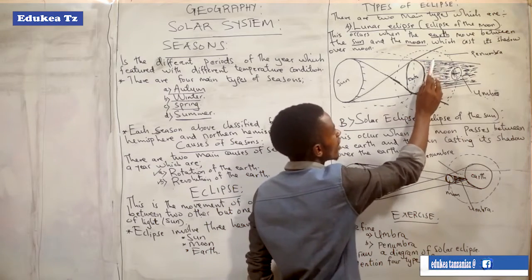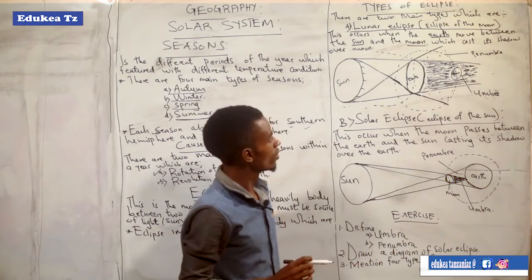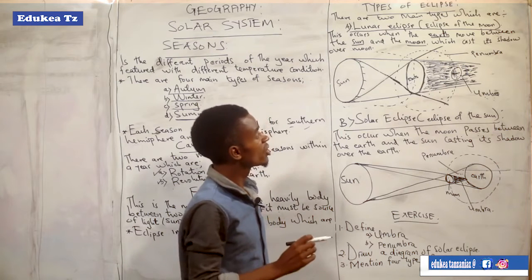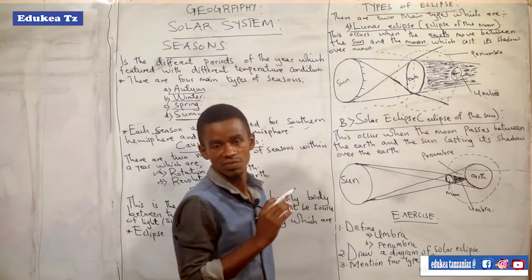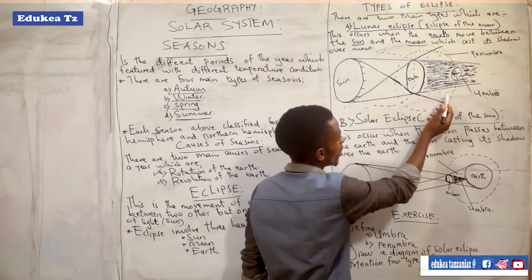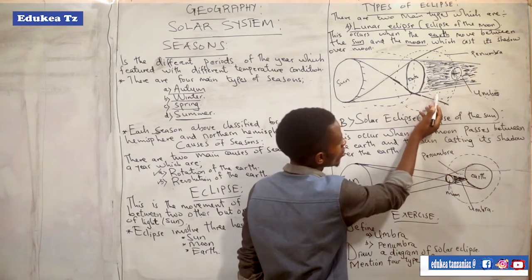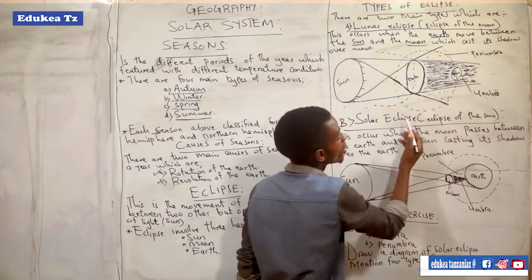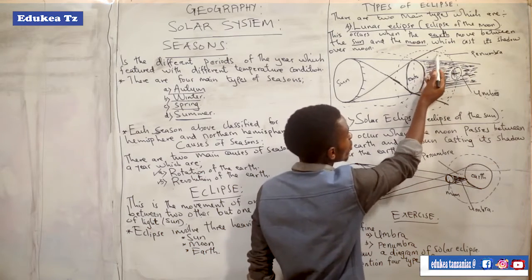But when we come to penumbra, it is the area where there is what? There is partial shadow. When we talk about partial, it means that the shadow is not fully obscuring. The area is not fully obscured by the shadow. So in this area, as you see, there is no total shadow.